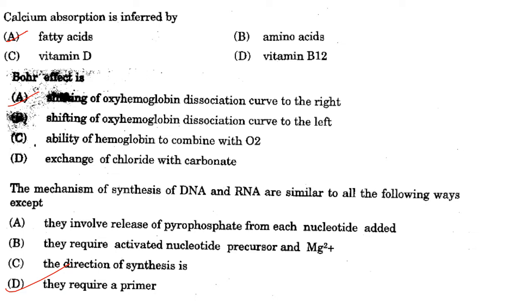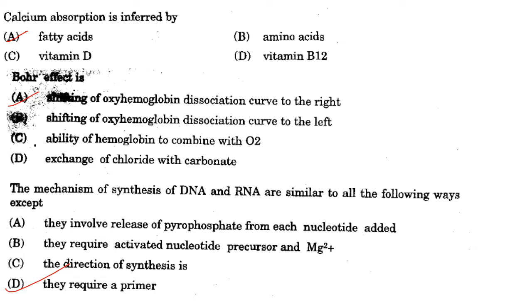Next one. Calcium absorption is inhibited by fatty acids. So answer is option A. Then Bohr effect is the decrease in oxygen affinity of hemoglobin in response to decreased blood pH. And how does the blood pH decrease? By increasing the carbon dioxide concentration in the blood. So the hemoglobin dissociation curve shifts to the right. So answer is option A.